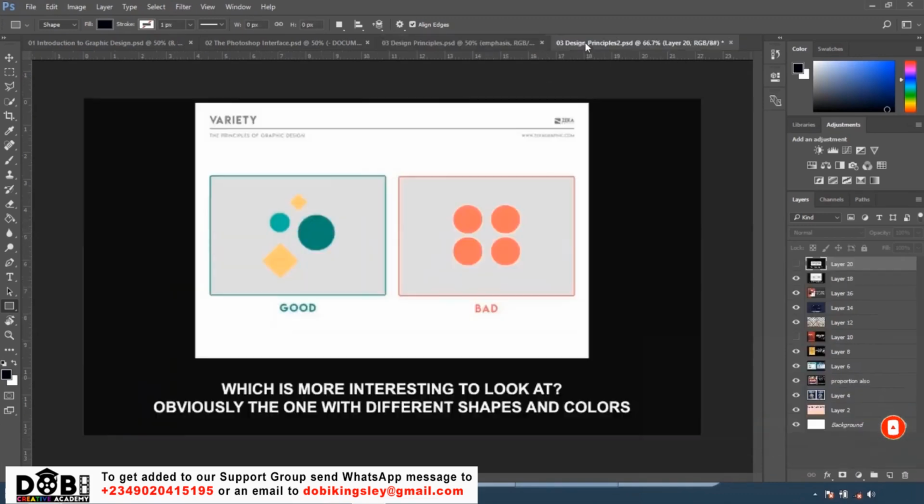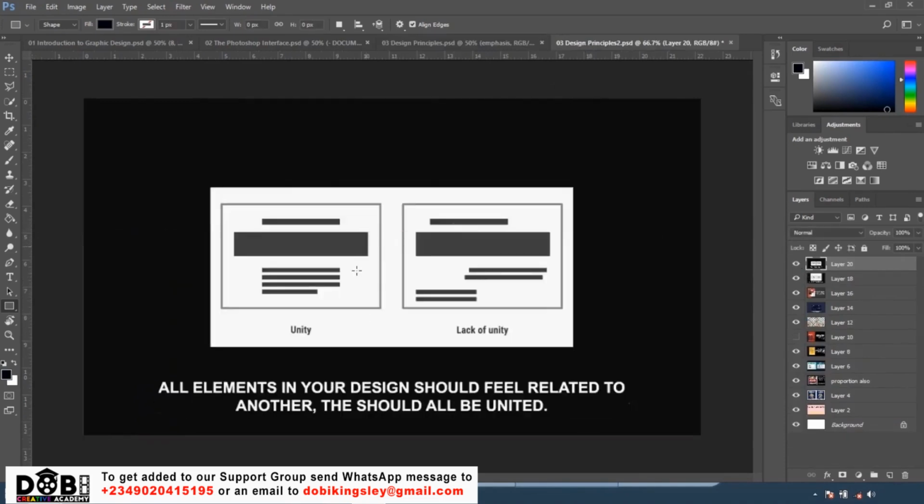All right. Let me see if I have something here. You can just see a simple example. You can see how united everything is here. You can see here the balance is off, kind of, and so they're not united in any way. So everything works hand in hand. Unity, balance, hierarchy, they all work hand in hand.